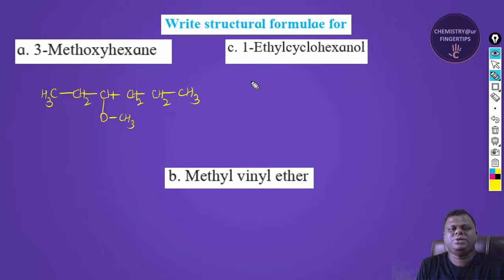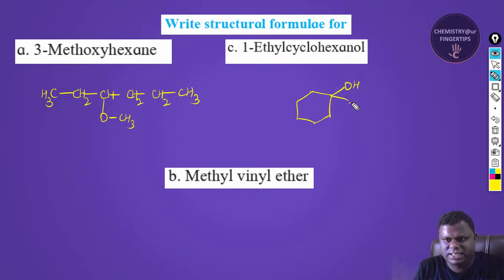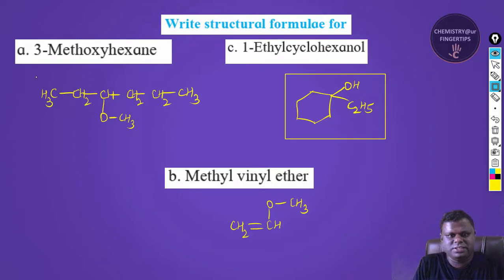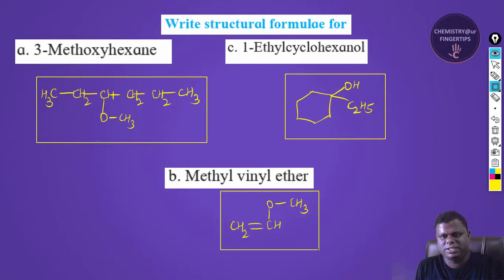Very simple, that's 3-methoxyhexane. Then 1-ethylcyclohexanol. So this is cyclohexane, this is cyclohexanol, and then there is one ethyl group. Very simple. Write the structural formula. Then you have methyl vinyl ether. So what is a vinyl group? Vinyl group is CH2 double bond CH. This is vinyl, and then you have ether. So I'm going to put something like this. Very simple. Let me put everything in a block. So this is one, this is another one, and then you have another one as well.